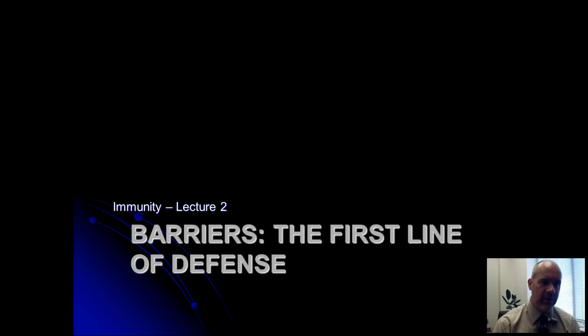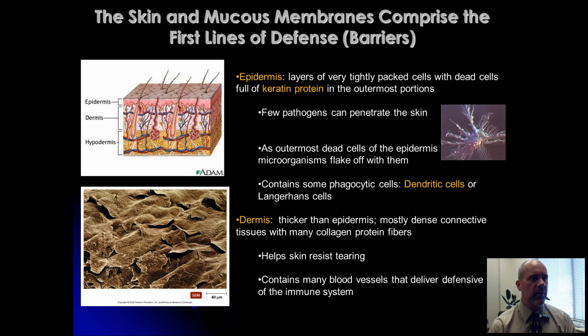Lecture number 2, we're going to talk about the barriers to entry by microorganisms and other things that are foreign to your body. And we actually talked about these before back in chapter 11. We were talking about the skin and the mucous membranes and how those can be portals of entry if microbes have a way to get through those barriers. So some of this is actually going to be review.